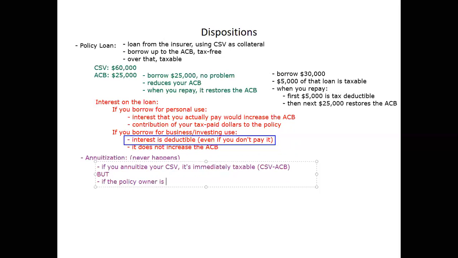But if the policy owner, and note policy owner, not the life insured, is disabled, then the tax is spread across the life of the annuity. So you would now smooth out that tax bill over the number of years over which the annuity would be paid. But I never see that done.